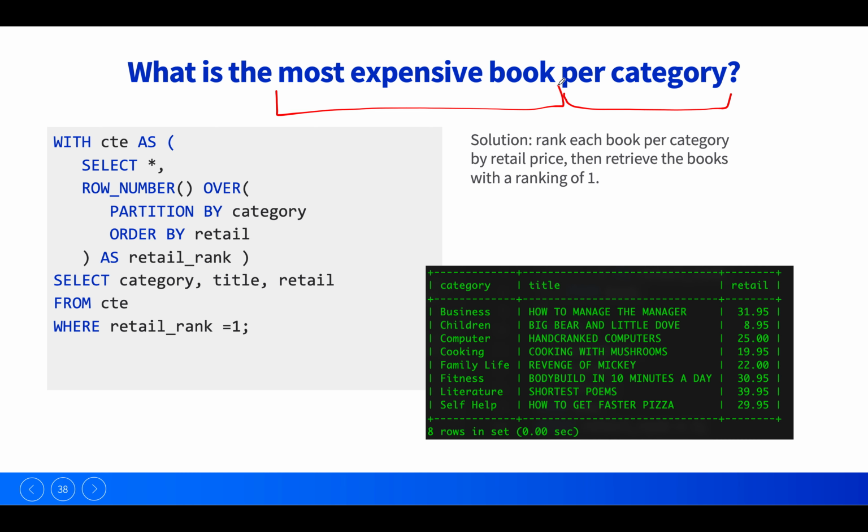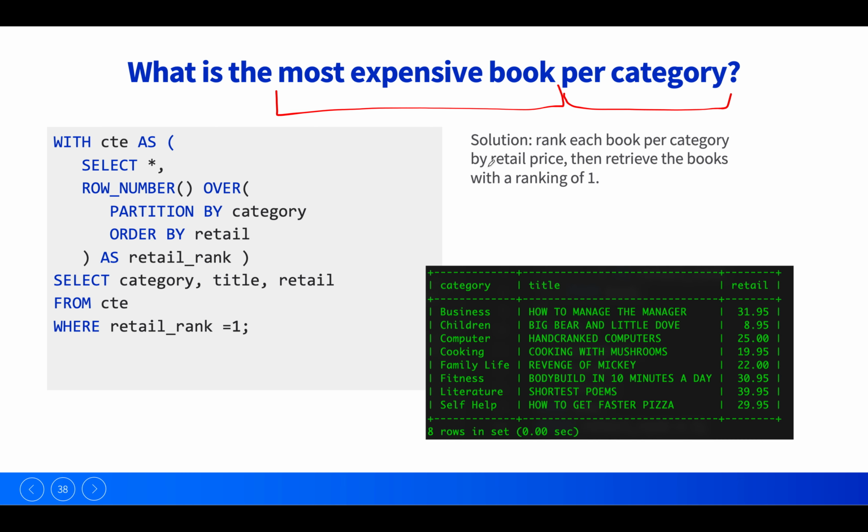So for this particular situation, we want to rank each book per category by retail price, right? So that we can specify, within the grouping of this particular category, book A is the most expensive, then book B is the second most expensive, etc. So we can rank each book within their categories, and afterwards we just retrieve the books with a ranking of 1, so that we can get the most expensive book per category.